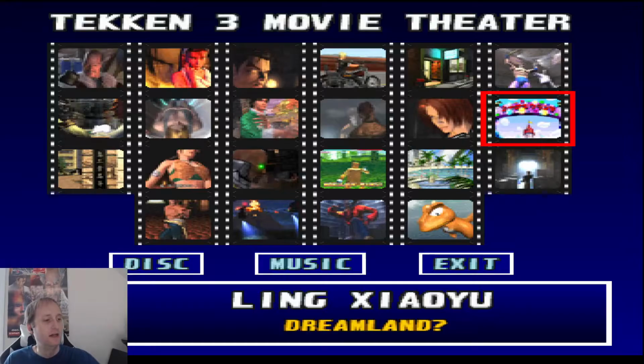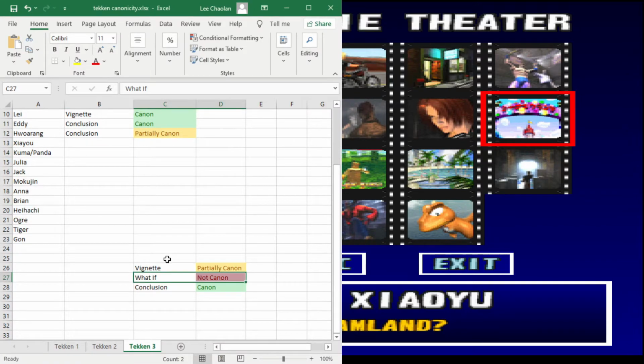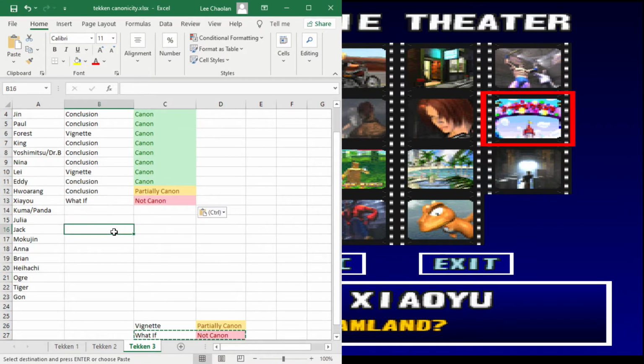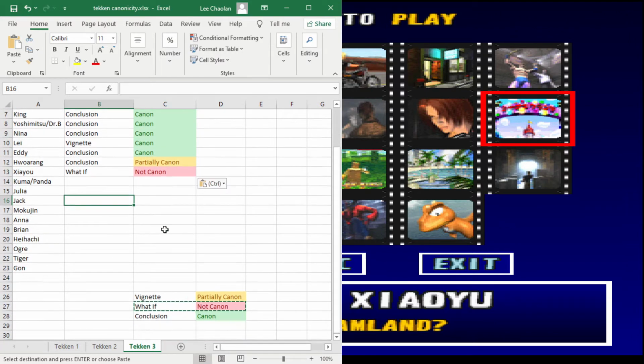Jerk. Okay, this ending is kind of a what if, non-canon. If anybody would build an amusement park for someone and name it after himself as a joke, it would be Heihachi. So maybe it is canon.